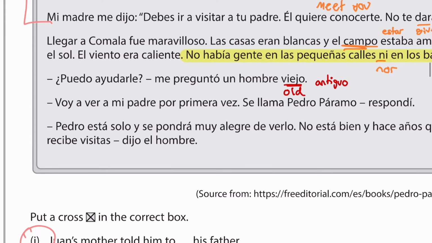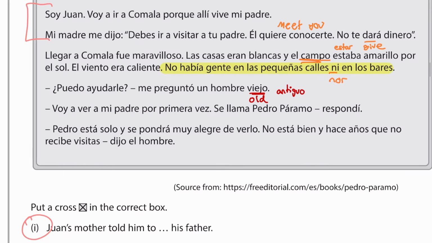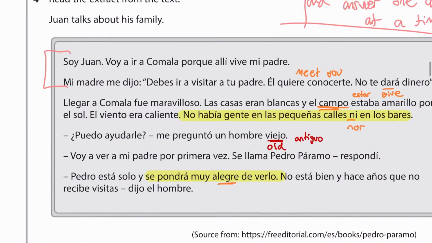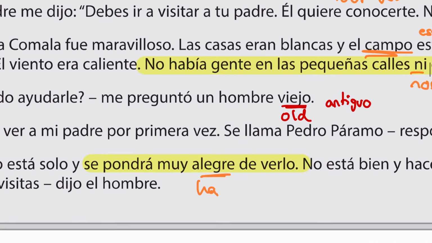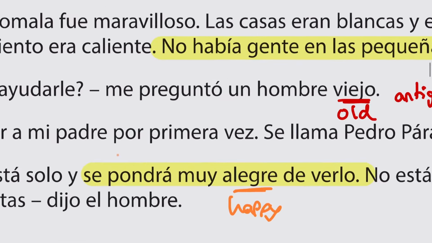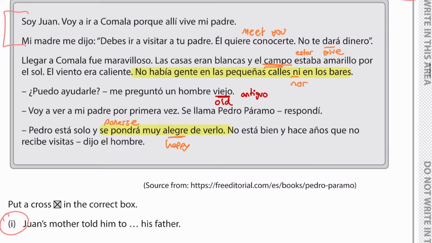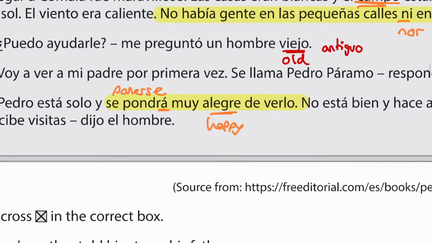Pedro está solo y se pondrá muy alegre de verlo. No está bien y hace años que no recibe visitas, dijo el hombre. So this guy's quite lonely and he will become very happy. If you can realize what's happening here. Se pondrá muy alegre de verlo. He will be so happy to see his son, to see Juan. Okay. This is the second time we're seeing the word alegre. I think we saw it in question 2 or 1 as well. Alegre just means happy. Se pondrá, from ponerse. Oh, he actually is pondrá. This is the future tense. He will be very happy to see him.